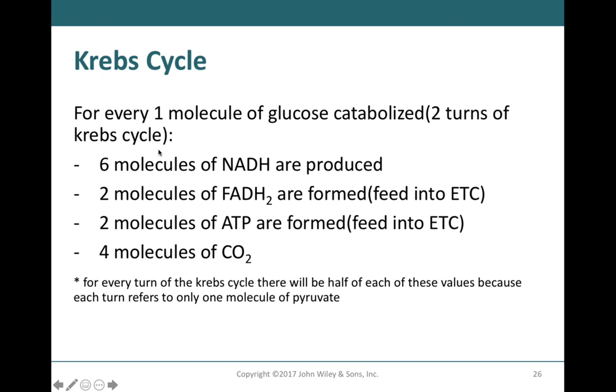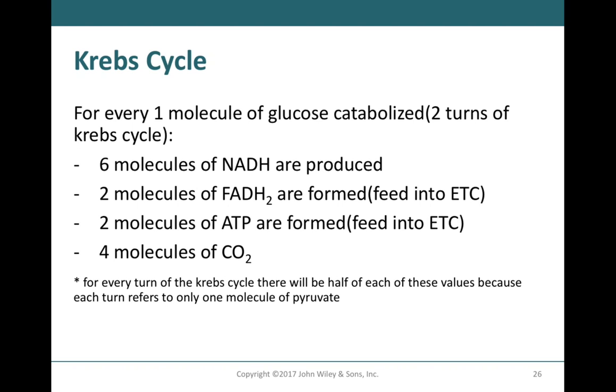So remember that. Remember we have 2 different turns for every 1 molecule of glucose. We're going to get 6 NADH, 2 FADH, 2 ATP, and 4 CO2. So again, take this into account on the test. I might ask, how many molecules of NADH come from the Krebs cycle from 1 molecule of glucose?